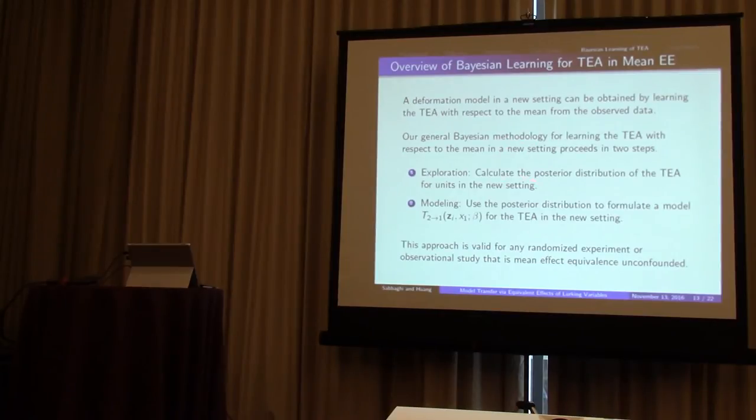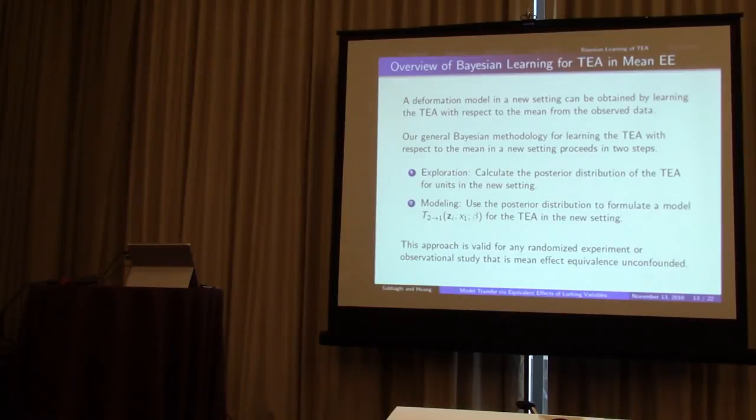It proceeds in two steps. The first is that you use all the data, the previously manufactured data, and use the previous model, as well as the new data under the new setting of the lurking variables, to calculate the posterior distribution of the total equivalent amount of the lurking variables for units in a new setting. This is what we refer to as the exploration step. And the next step is the modeling step, using that posterior distribution of the total equivalent amount to formulate a model for it in terms of background characteristics as well as that observed base factor.